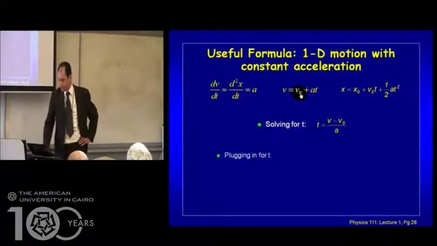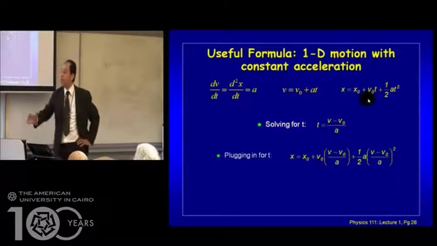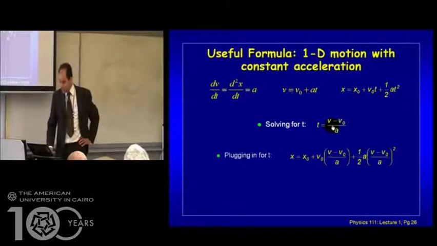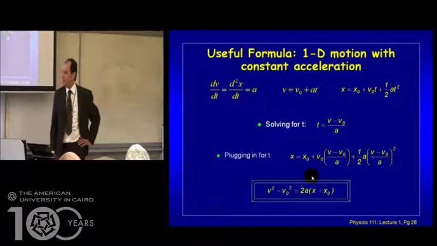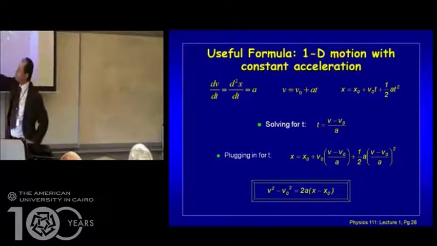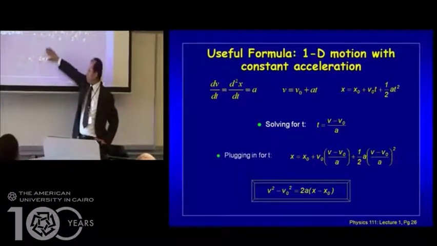Plug T in this equation. In this equation, every time I see T, I'm going to remove it and put the value for it. Every time I see T, I'm going to replace it by this amount. If we do this, you get a very ugly equation. But if you simplify it, trust me, you get this. So I believe you guys that you can go from here to there.